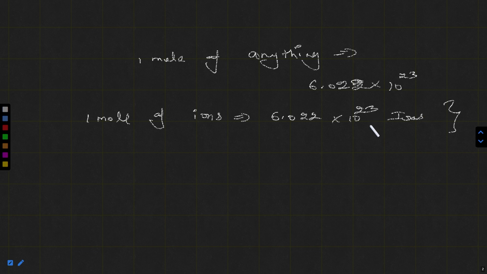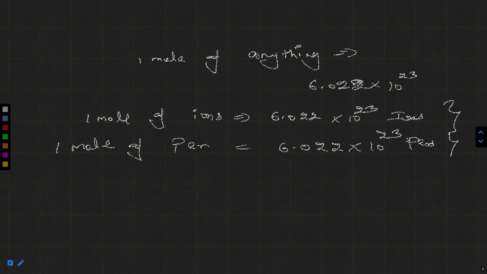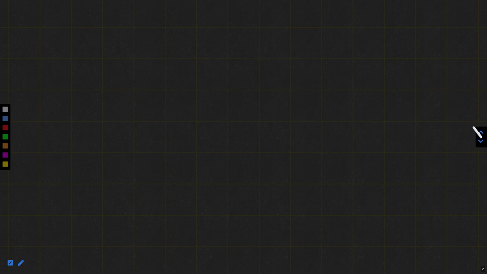So it is not applicable only to microscopic particles. It can be applicable to macroscopic objects too. Like suppose I am saying 1 mole of pens, so it should be 6.022 into 10 raised to the power 23 pens. Right? So this is about the 1 mole concept. I hope you are getting a clear idea.